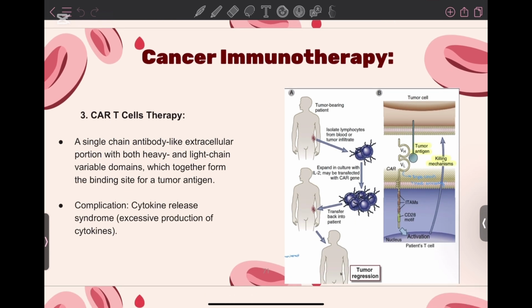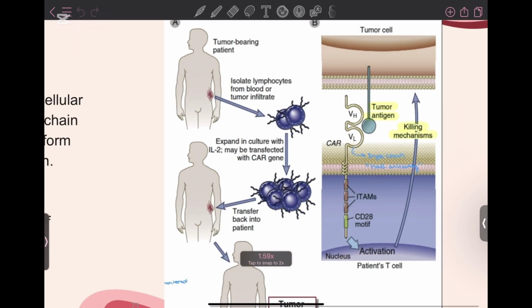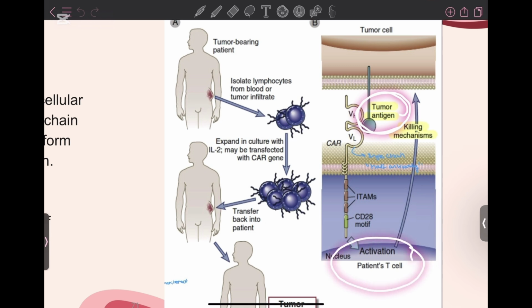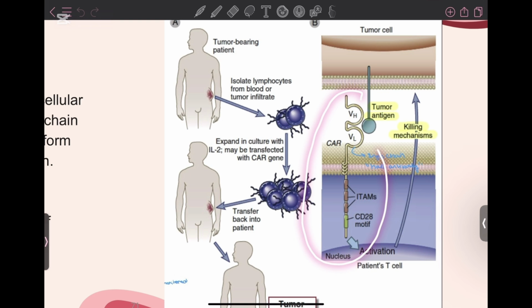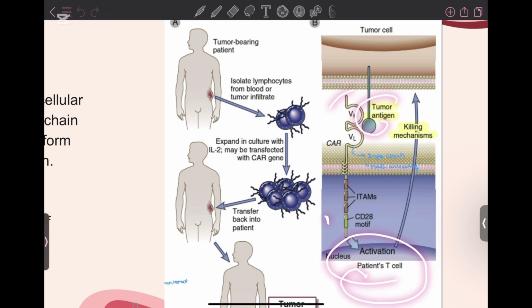Then we have CAR T therapy. It's a single chain antibody that forms a binding site for a tumor antigen. So this is going to be the CAR T cell, and this is going to be the tumor antigen. This is the chain that is going to be bound to the tumor antigen. Once the tumor antigen binds to this chain, the T cell is going to become activated, and it's going to start killing the tumor cells.